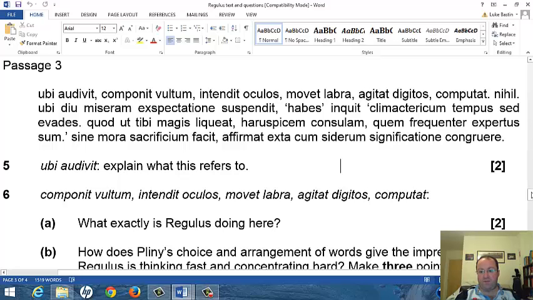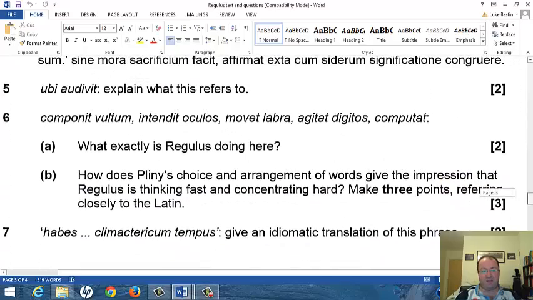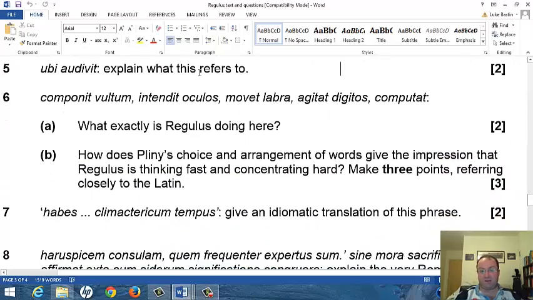Okay, right. These questions again, usually they're dead easy when you know the text, and you should be finding that. Ubi audivit. So what does this refer to? Well, it refers to Regulus hearing on what day and on what hour Verania has been born. Remember, he was asking her for that information at the end of the previous passage. So that's what that's doing.